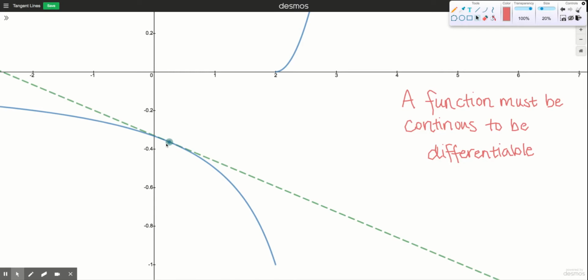In this video, we're going to talk about the last thing that must be true about a function in order for it to be differentiable. And that's that it must be continuous. I wrote this, a function must be continuous to be differentiable, but it must be continuous at a point to be differentiable at that point.